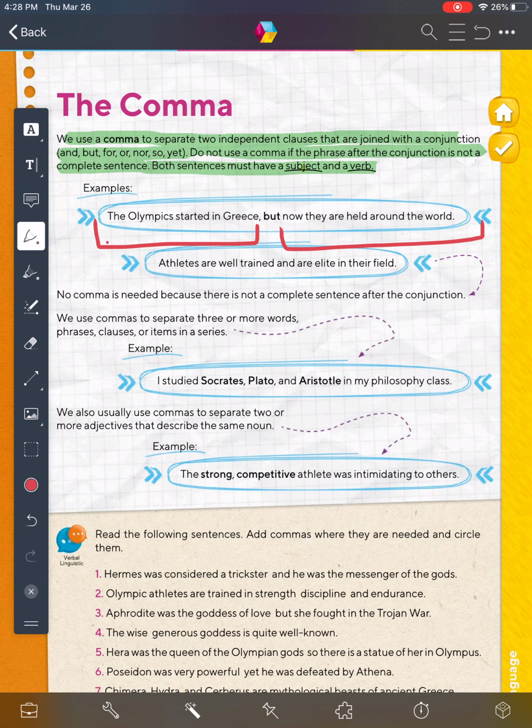Okay? Now, I invite you to read the rest of the information to identify some other rules to use the comma. The first one is this: when we have two sentences in one, joined with a conjunction. The second rule is to separate three or more words, phrases, or clauses. And rule number 3, to separate two or more adjectives that describe the same noun. Okay? You will have time to read all the information with enough attention. I just want you to be sure that we know what to do over here.